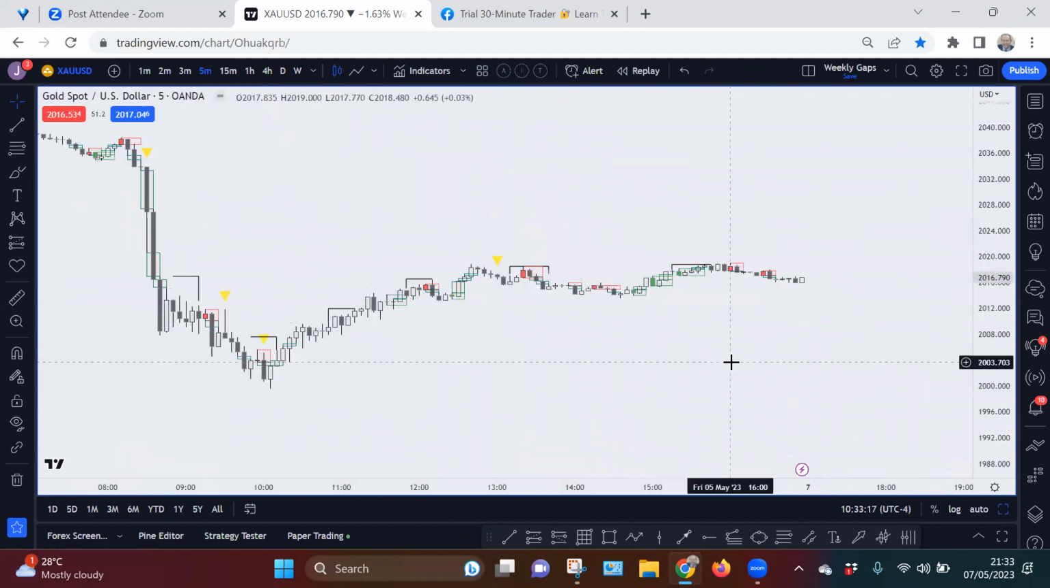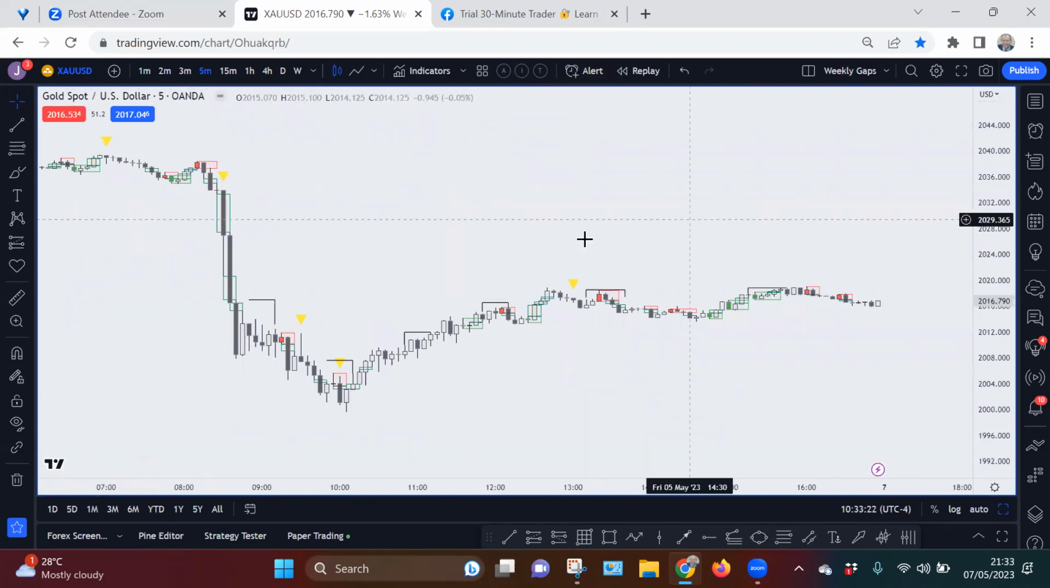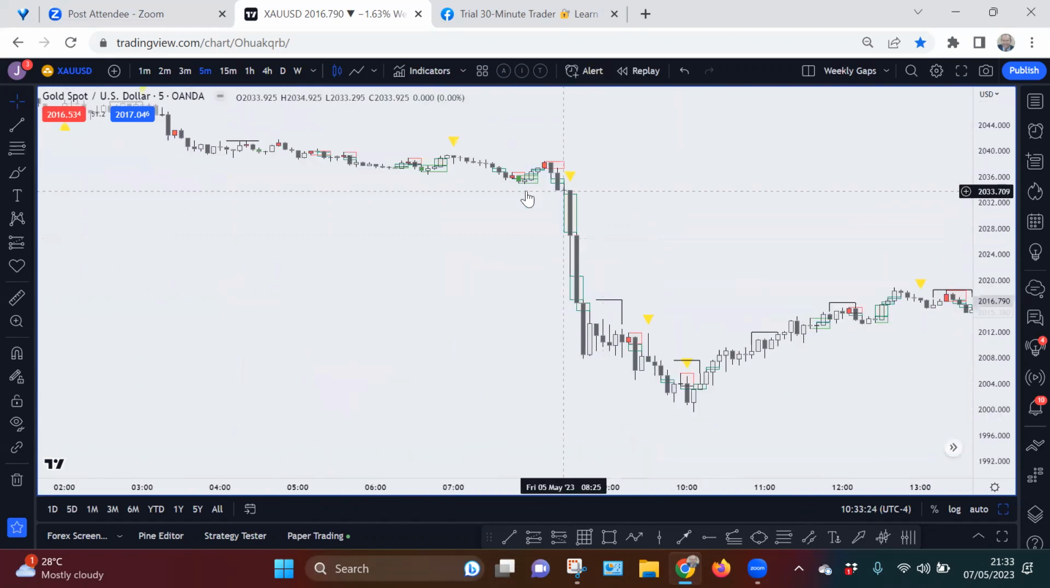50-50. That one, small win. I hope you can see the edge, gentlemen. This 30-minute trader is powerful. There's 5, 10, 15 minutes, and you're out. Less than 15, sometimes 20 minutes.